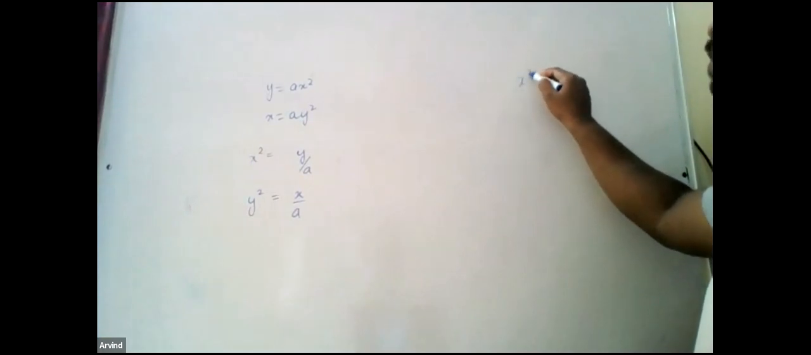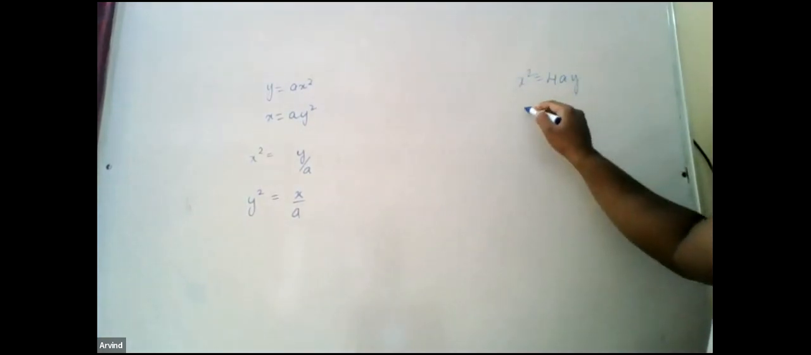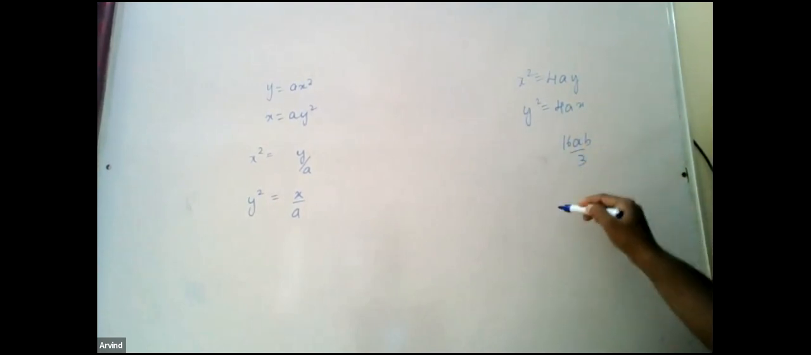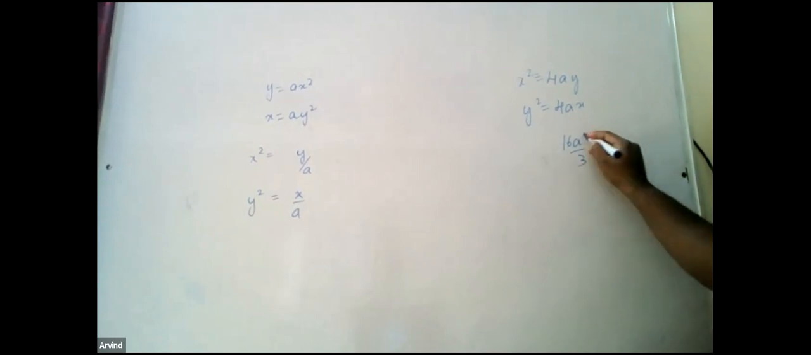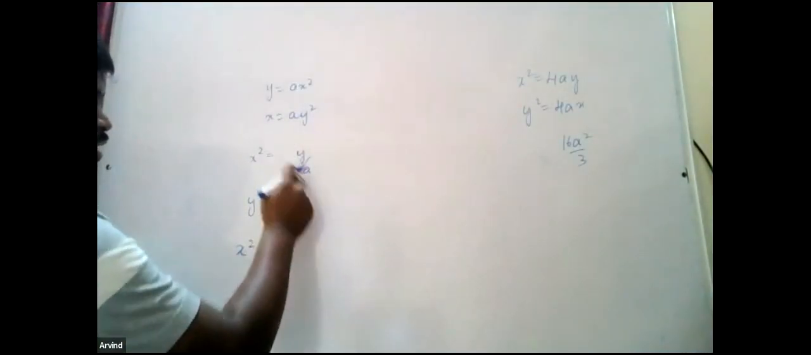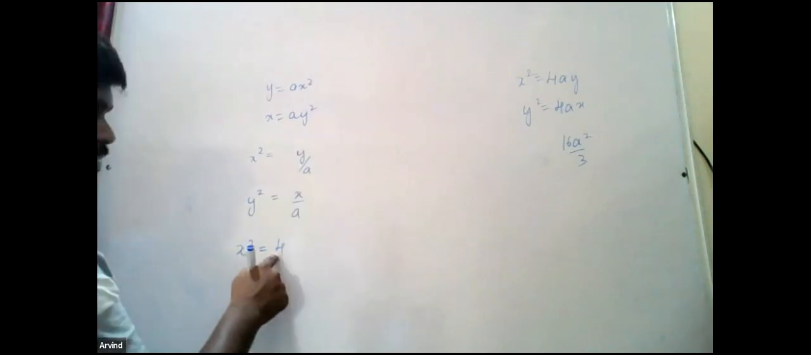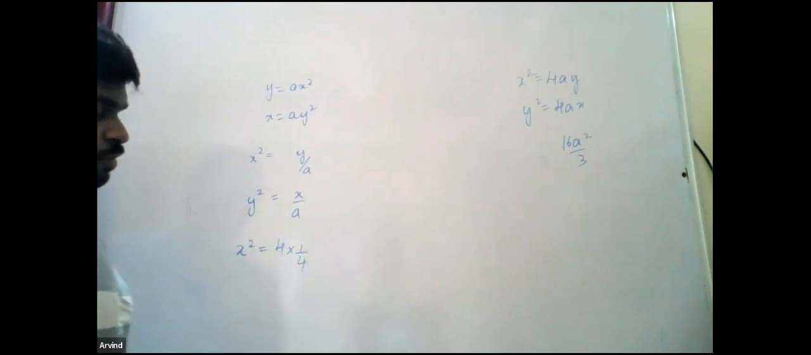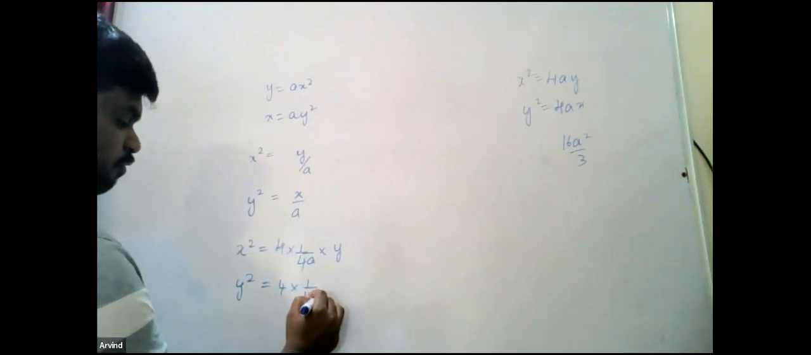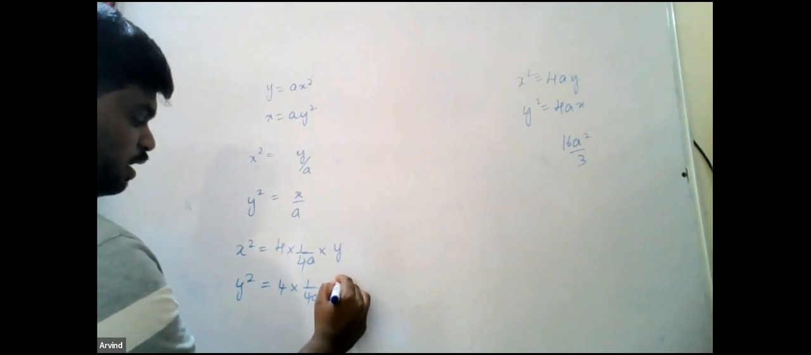So now your formula, x square is equal to 4ay, y square is equal to 4ax. The area is 16a square by 3, that is the formula. We'll try to get this in the standard form. Just observe. I'll write this as x square is equal to 4, we need 4 which is missing. So since I am multiplying it, I should also divide it. So a into y. So standard form 1. Similarly, this one, y square is equal to 4 into 1 by 4a into x. We got it in the standard form.